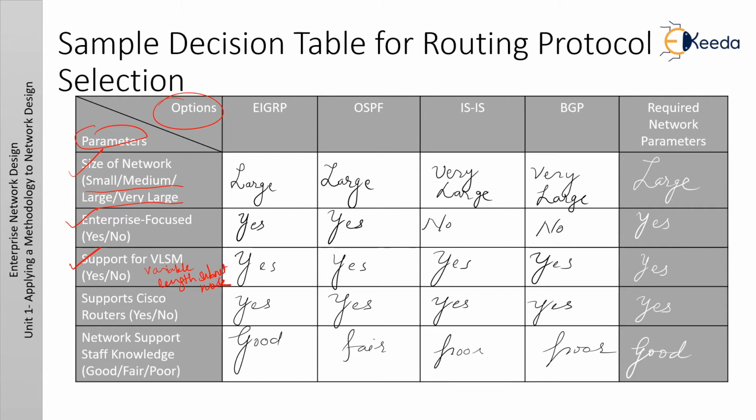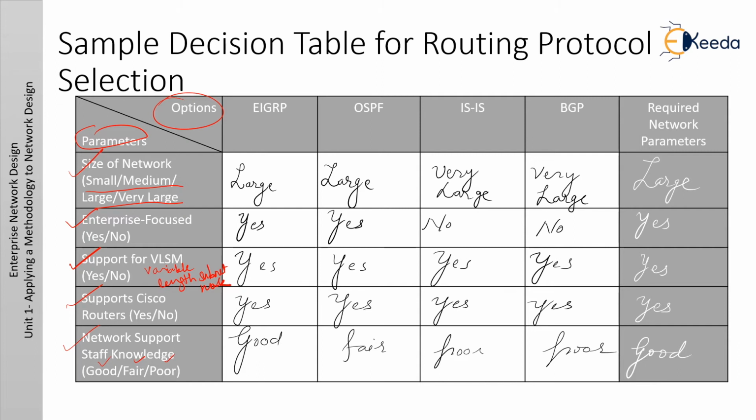Actually, in unit 1, we have already discussed class-based routing and classless routing. So here we have the flexibility of support for variable length subnet mask. Support Cisco router, yes or no? Network support staff knowledge, good, poor, fair, etc. So on the basis of this, now the options are EIGRP, OSPF, ISIS, BGP. These are different protocols available.